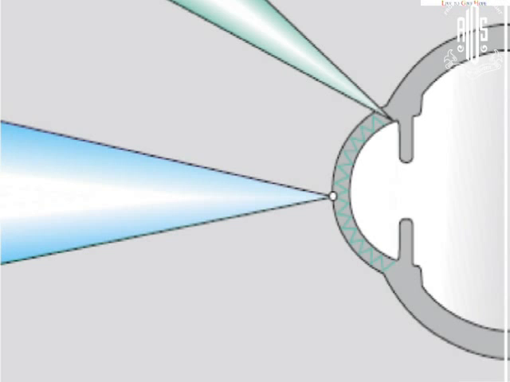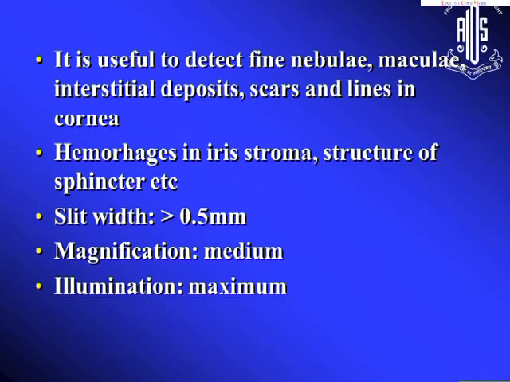So you must be aware of which knob we can use to misalign these two systems. For some examinations I said it needs alignment, in some examinations it has to be misaligned. It is useful to detect nebular, macular, interstitial deposits, scars, lines in the cornea, hemorrhage in the iris, structures of the sphincter, etc. And the slit width should be a little more. Magnification depends on what you are usually comfortable with, and illumination maximum.